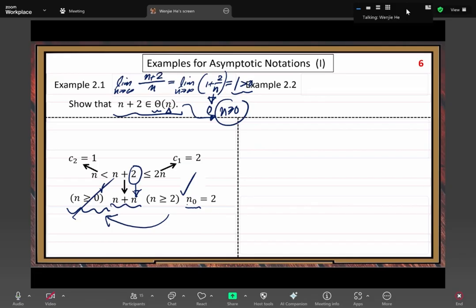Before I move to the second, I want to make some comments. Here our f function is very, very simple. Sometimes our f function could be a little harder. For example, our f function becomes (n plus 2) cubed. We want to show this function belongs to big theta of n cubed this time.